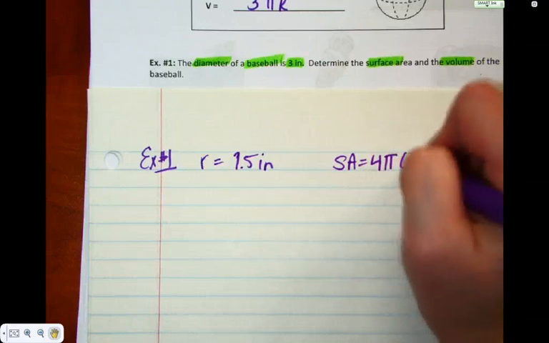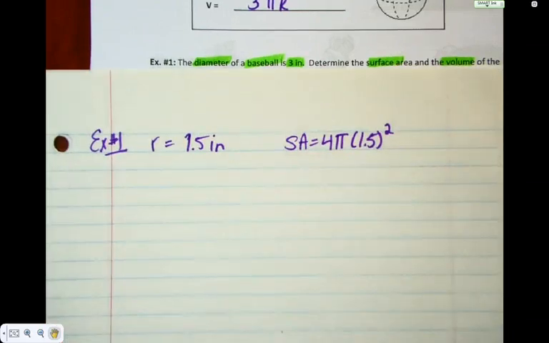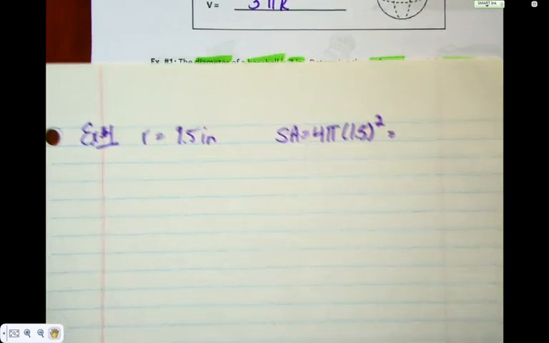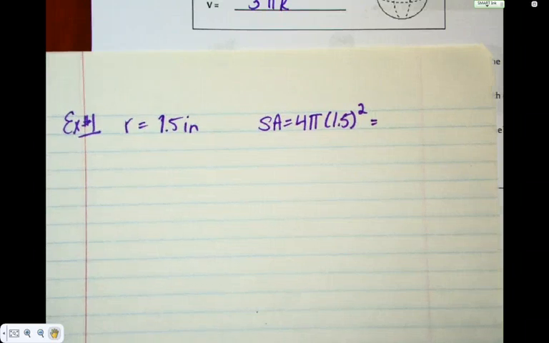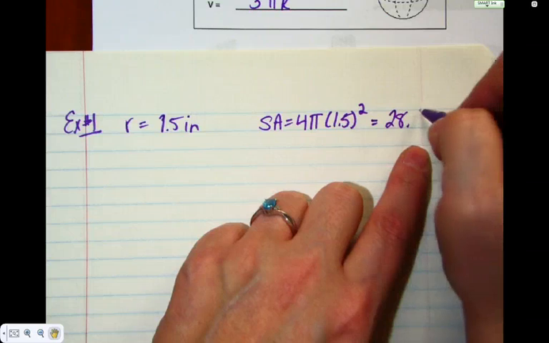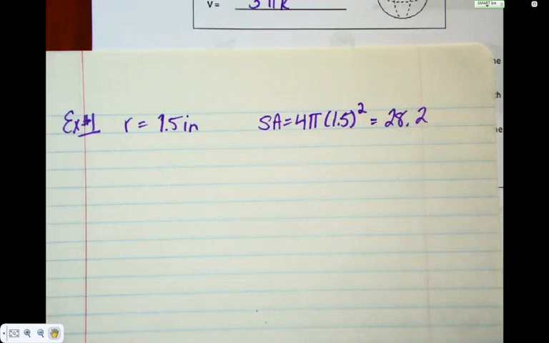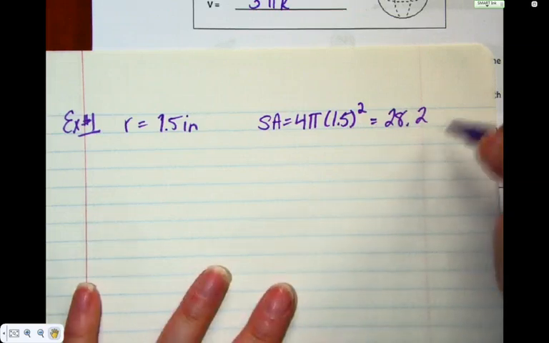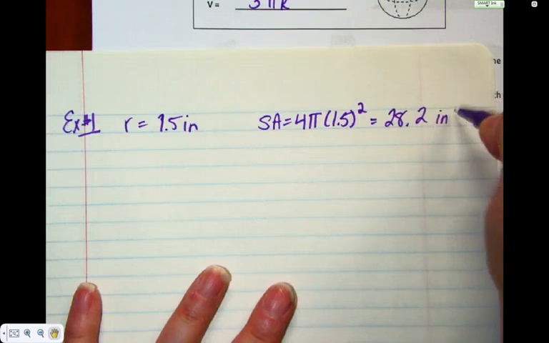Surface area is 4 pi r squared, so I'm just going to sub in the 1.5. And then it's a straight up calculator question. Again, the graphing calculator is exactly what you see. So 4 pi open bracket, 1.5 close bracket, then your squared button. If we go to 1 decimal place, confirm 28.2. Some units. Inches squared, because it's an area.